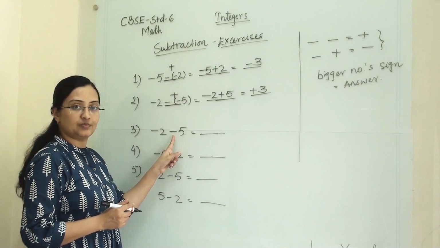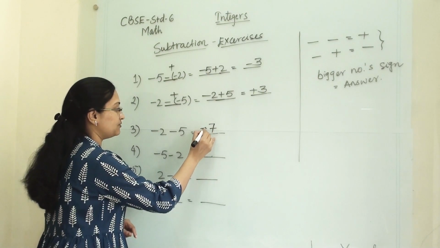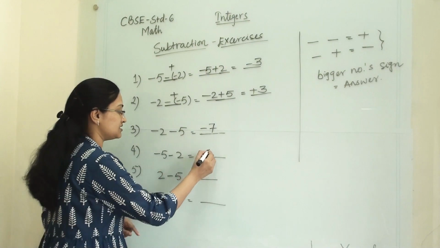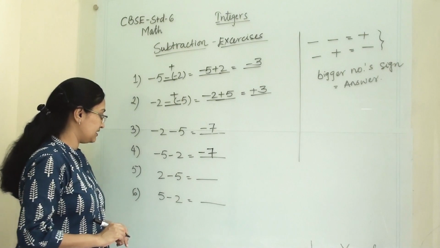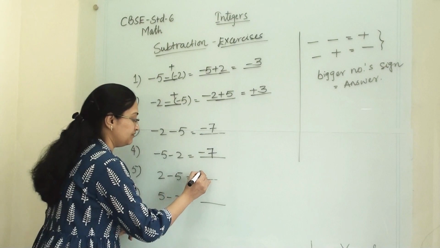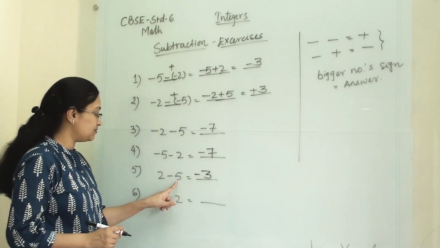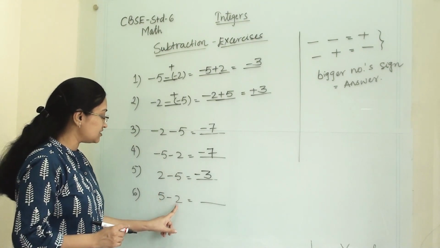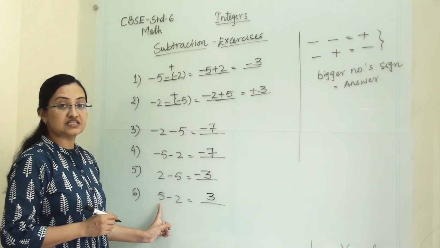So minus minus will become plus. So here we are doing addition, so we will get 7 and it will carry bigger number's sign. Similarly here minus minus will become plus, so we will get answer 7 and it will carry bigger number's sign. Next is 2 minus 5. So this is simple subtraction. So we will get here 3 and the answer will carry bigger number's sign because we are assuming that this minus is applicable to this. Now 5 minus 2. This is also simple subtraction and it will carry bigger number's sign.